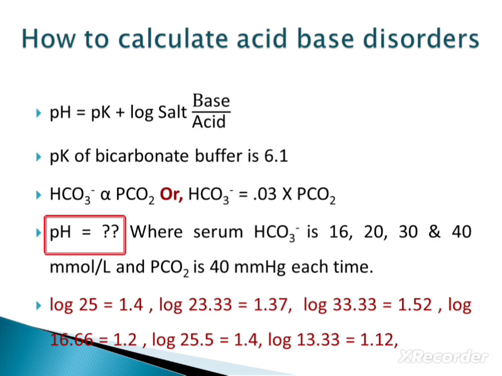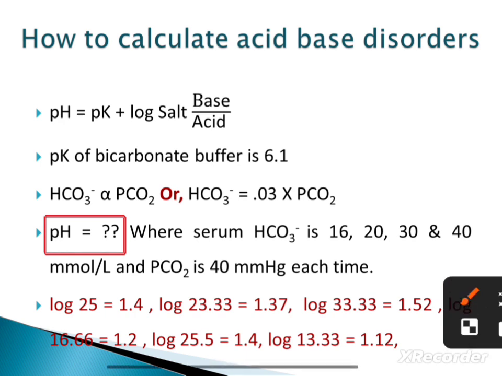Here's the formula for how you will calculate an acid-base disorder. If a case scenario is fully given to you, by calculation you will find out whether the condition is primary or already compensated. Or if a part is not given, like if you have to find out the pH, from this equation you will be able to find out the pH.